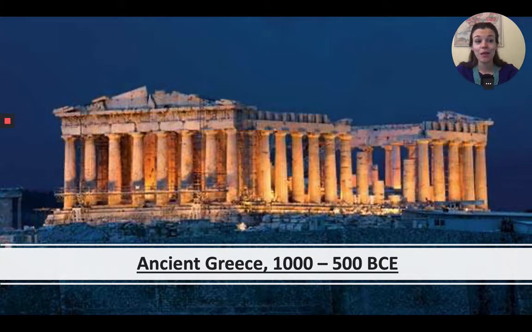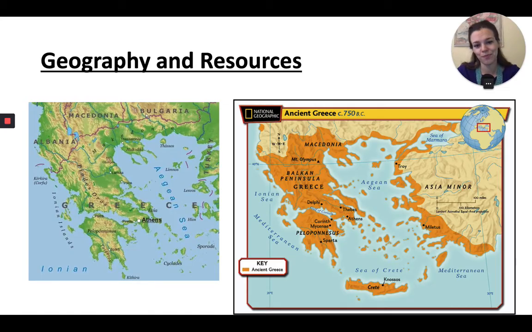Ancient Greece. I was able to visit the Acropolis and the Parthenon a few years ago. I went with Travel Club, and it was really cool. It was my first time in Greece, and I was geeking out over everything a little bit.